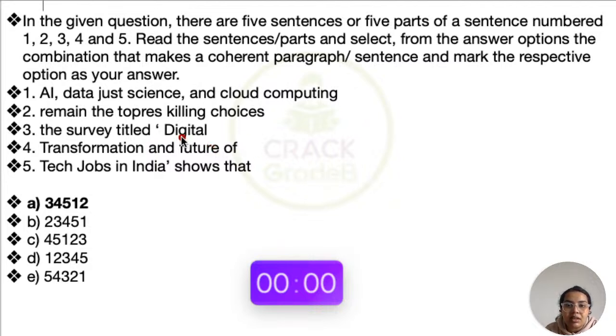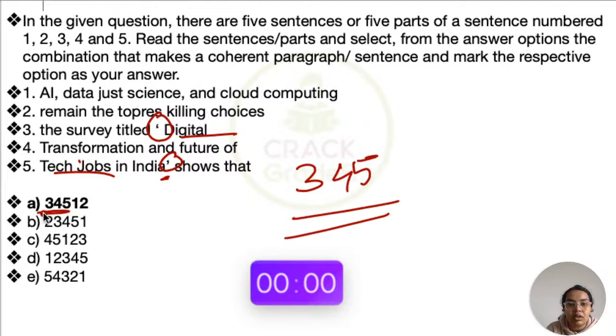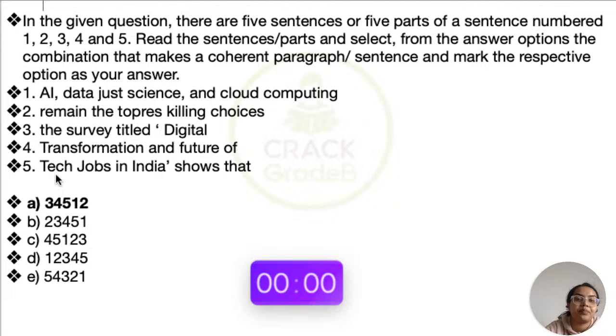Digital what? See, digital, and then you have this inverted comma. Punctuations rarely help, but in this case, it's helping: digital transformation, future of tech jobs. So 3, 4, 5. Here is a trio that you are getting, which is mentioned here. Not in this, not in this, not in this. Now, of course, you cannot begin your sentence with the first one. So the given sequence is not going to work for us. Answer is A.